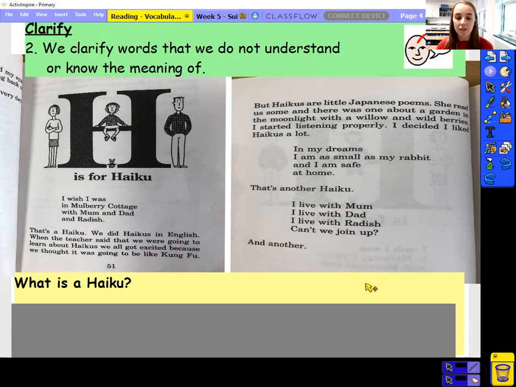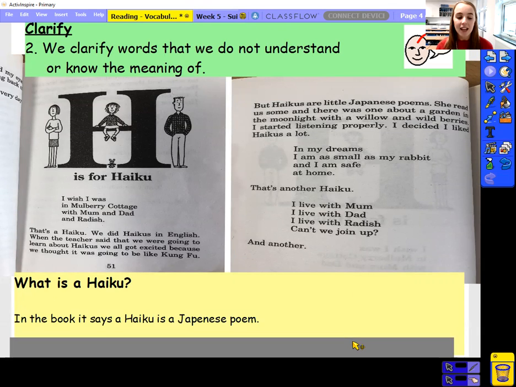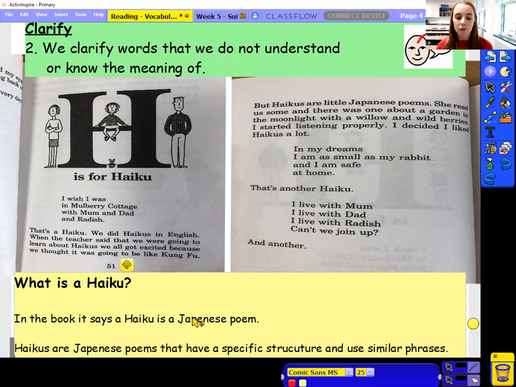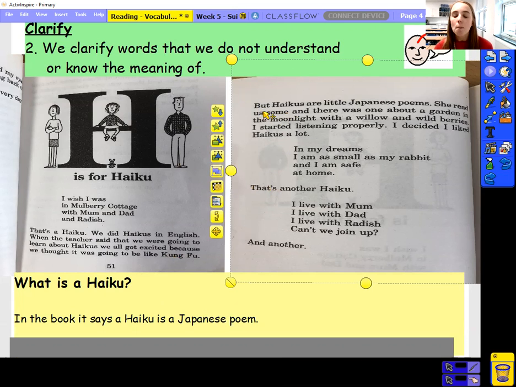Okay, some of you might have found it. In this book, it says that a haiku is a Japanese poem, and I can see that over here. Haikus are little Japanese poems, so we know that this must be a poem from Japan. That means that the culture was born in Japan and people now use it all over the world. So it is a type of poem that was created in Japan.